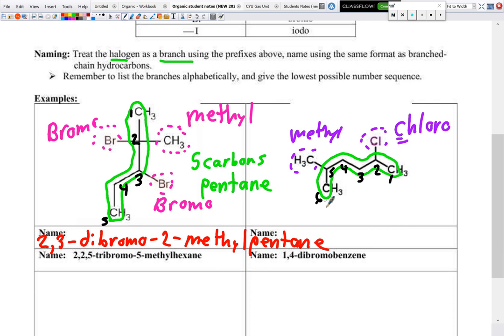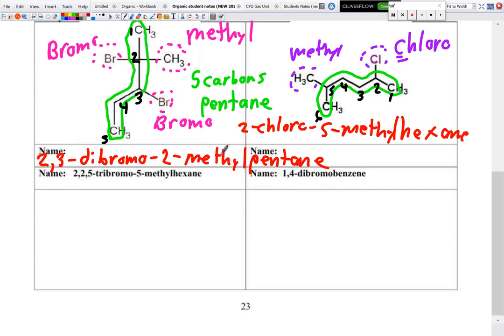So then when we name this one, we get a name of 2-chloro-5-methylhexane. That's that one. So same thing as before. I don't want you guys to draw this on your own. I'm going to be putting the answers up very shortly, but we have 2,2,5-tribromo-5-methylhexane and 1,4-dibromobenzene. All right, so I'm going to put the answers up in 3 seconds.